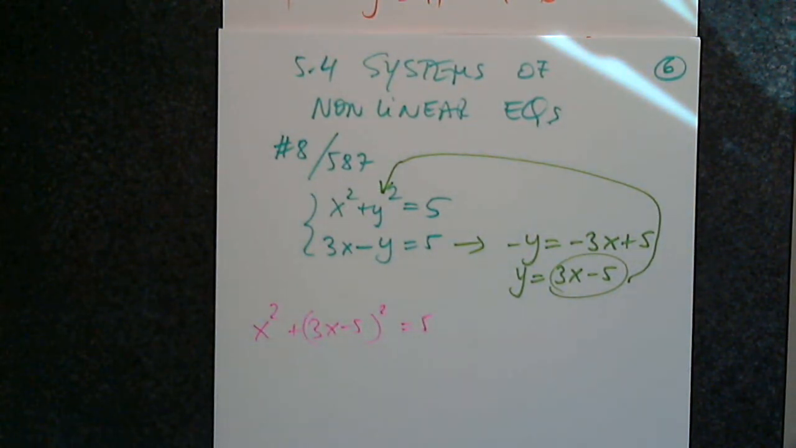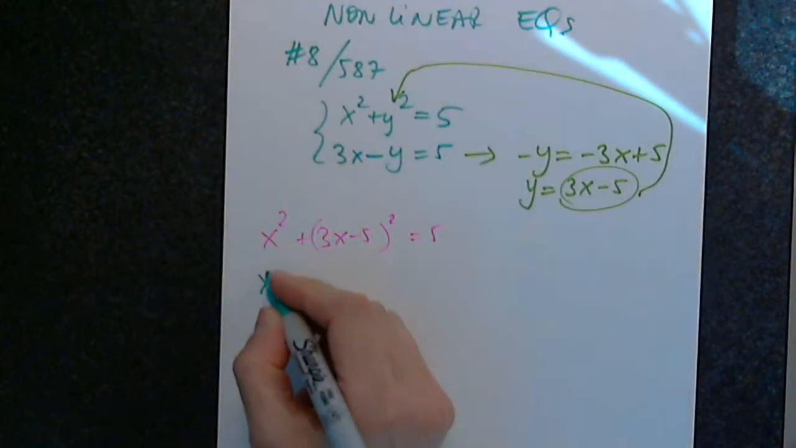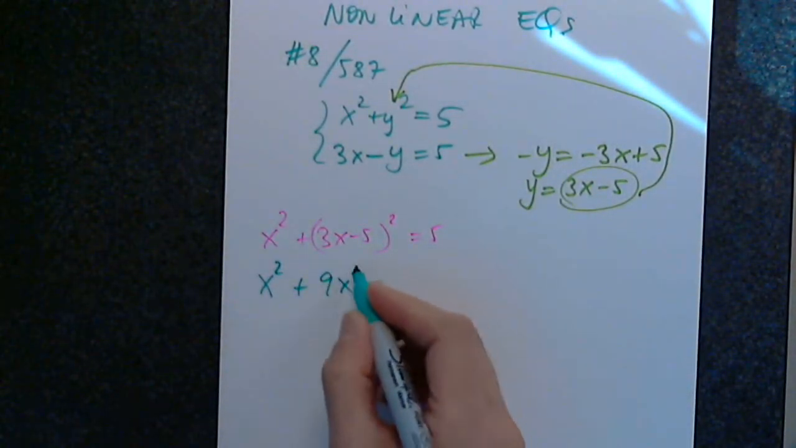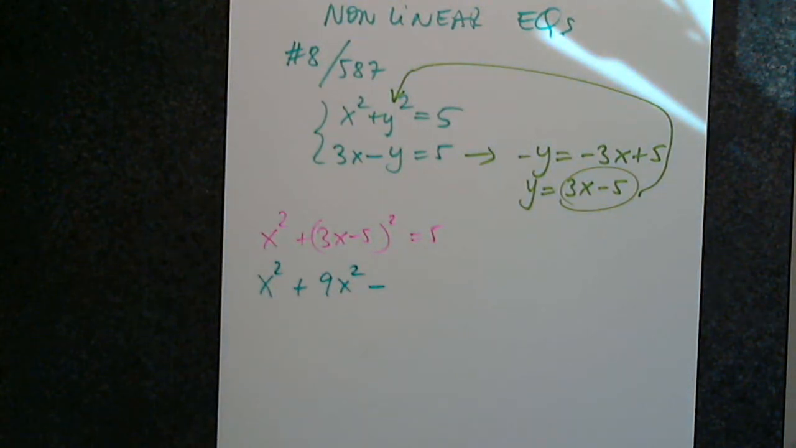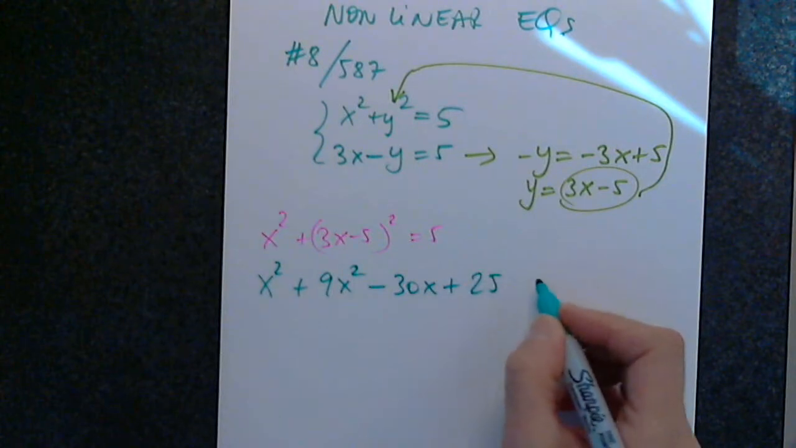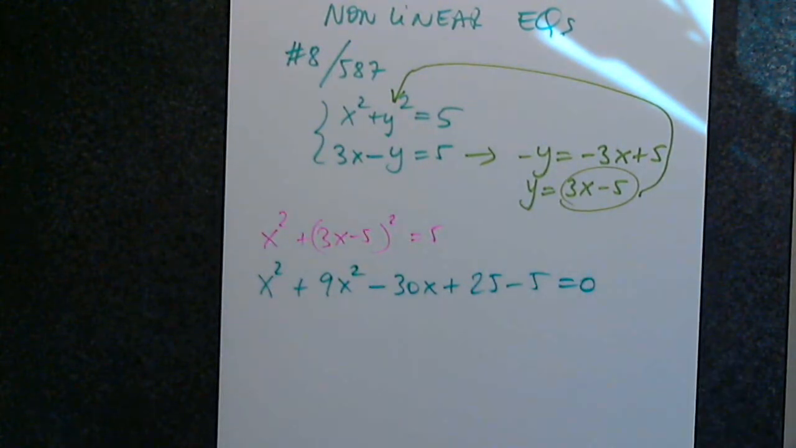And we've been solving these types of equations from day one, really. Okay, so please tell me how we continue. So you just square 3x minus 5. Very good. So then I have x squared plus 9x squared minus 30x, 2 times 3 is 6, yes, very good, 30x, and plus 25 minus 5 equals 0. Very good.